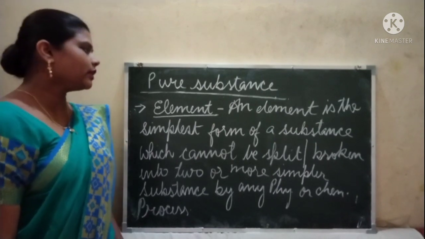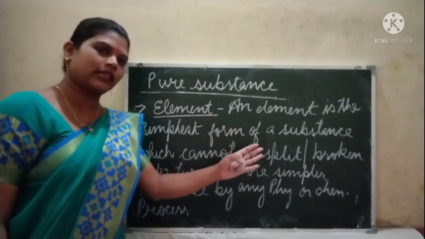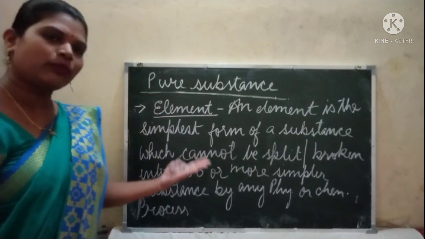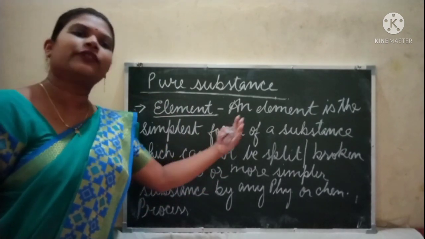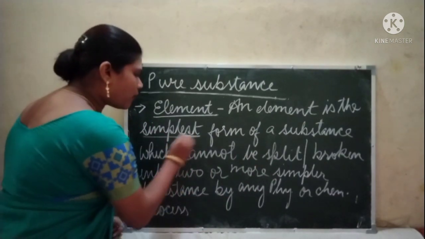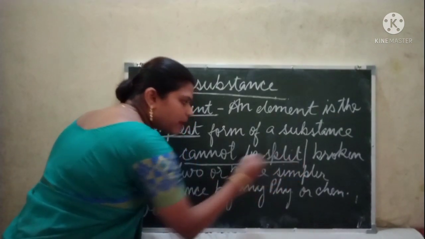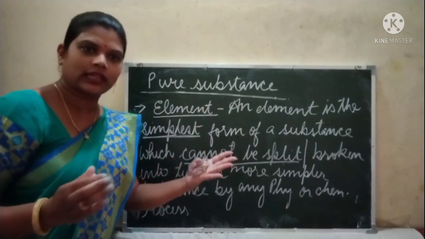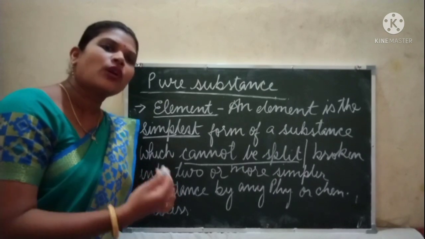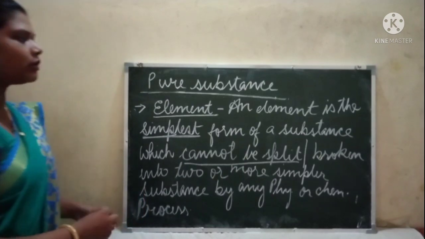Now let's see what are elements. So an element is the simplest form of the substance that cannot be split or broken into two or more simpler substances by any physical or chemical process. Okay, so element is the simplest form of the substance, and remember it cannot be split or broken into two or more simpler substances by any physical or chemical process. So that is element.